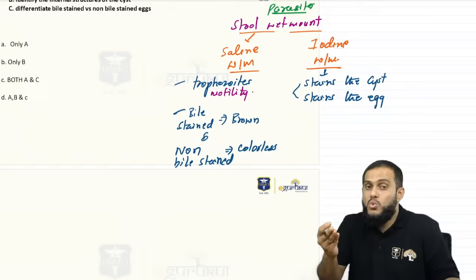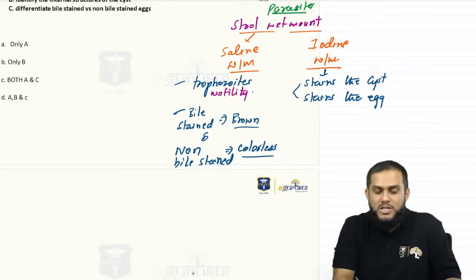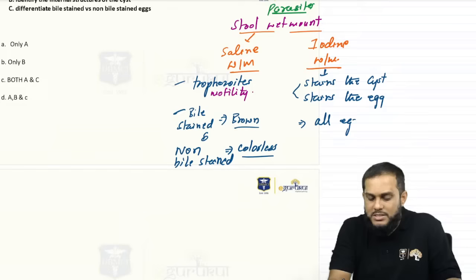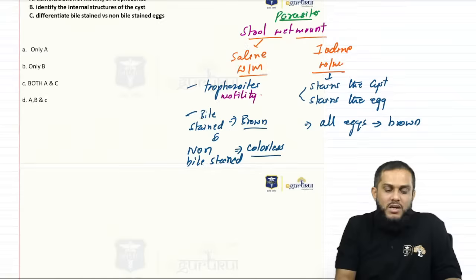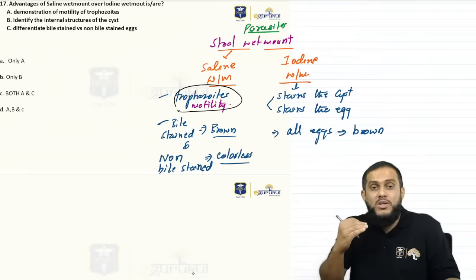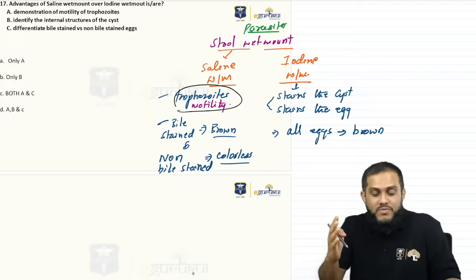And non-bile stained eggs look colorless because they are not stained with bile. Whereas in iodine wet mount, all eggs look brown, whether they are bile stained or non-bile stained, because iodine makes the non-bile stained eggs brown. That's why the advantage of saline wet mount is that you can see trophozoite motility for a longer time and demonstrate it better, because iodine wet mount dries very soon and motility stops very soon.